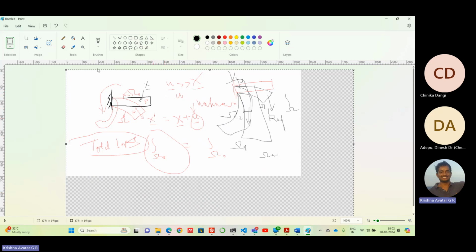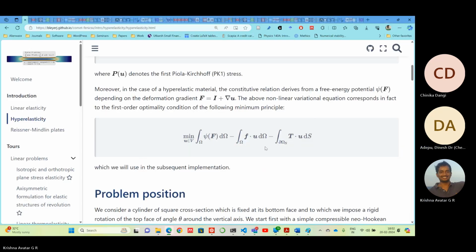And if you call X, X is just a mapping. In quantum mechanics we'll call this X prime, but they will usually call it what you call X in lowercase letters. So this is known as the deformation mapping. X is equal to some mapping phi of capital X. This is just the value of the deformation mapping of a material point. So the above nonlinear variational problem corresponds in fact to the first order optimality condition of the following minimum principle.